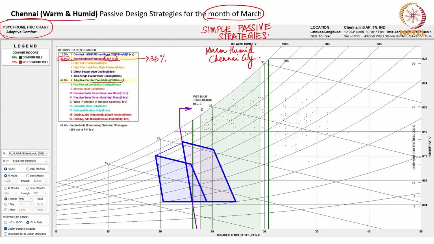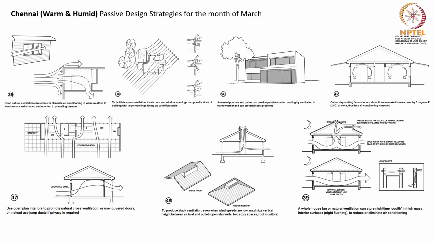Then by using adaptive comfort ventilation, 47% of discomfort hours can become comfortable. In total, 48% can become comfortable, but 52% would still remain in the non-comfortable zone with just simple passive strategies. So, for making the indoors comfortable for the month of March with just simple passive strategies, we can have good natural ventilation, which can reduce or eliminate air conditioning in warm weather if windows are well shaded.